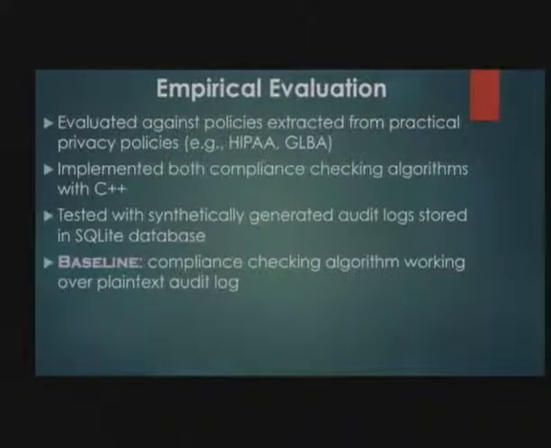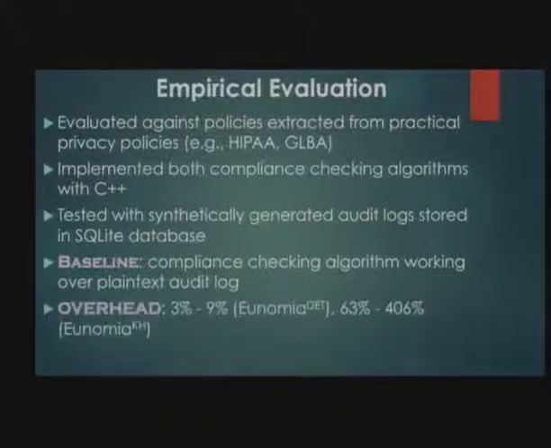Our baseline is the algorithm that works with plain text, so no encryption. That's our baseline. And these are the computational overhead. For Enumia det, we have 3 to 9% overhead. This is time overhead, not space. And for Enumia KH, we have 63 to 406%. 406 is not a mistake, it's the actual number. It takes four times longer. The reason is the key changing operation: using the token, we change the hashed keys. That's where the cost is incurred.